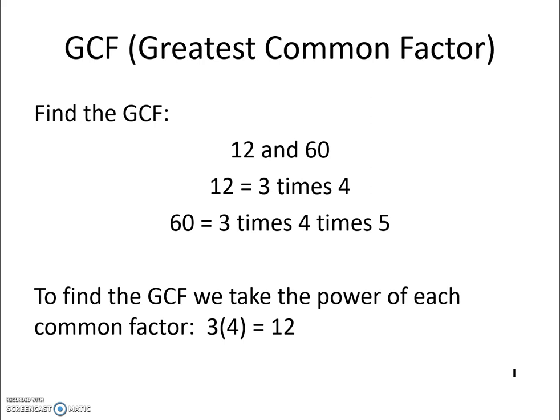To find the GCF, we take the power of each common factor. In this case, it's 3 and 4. So 3 times 4 is 12, so our GCF is 12.